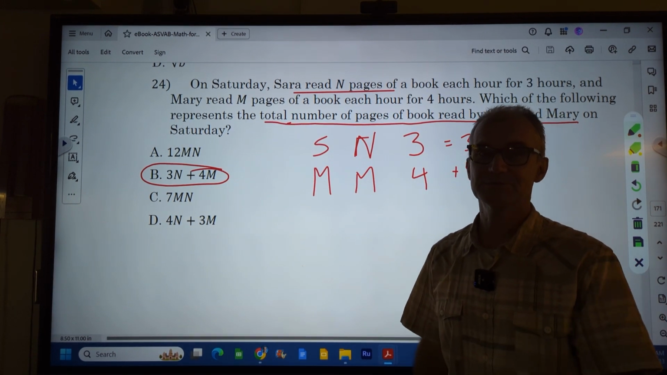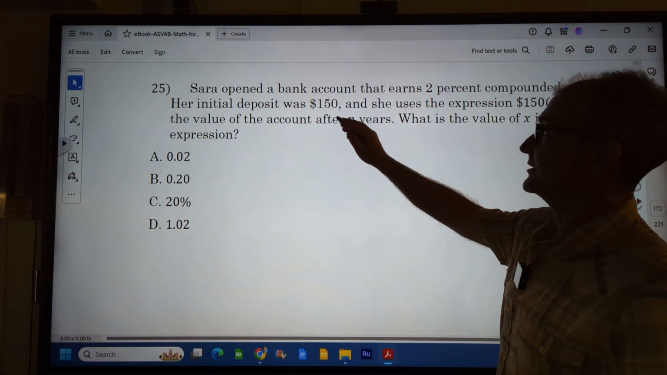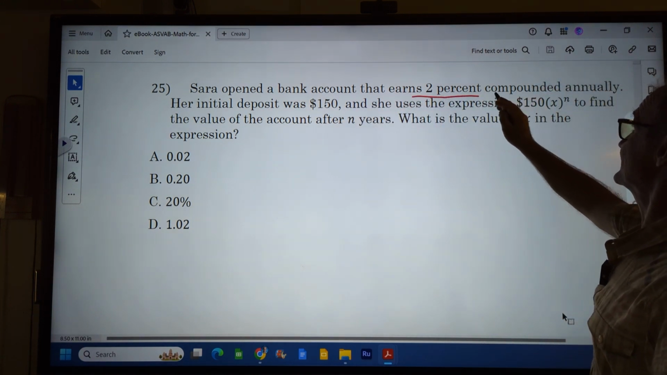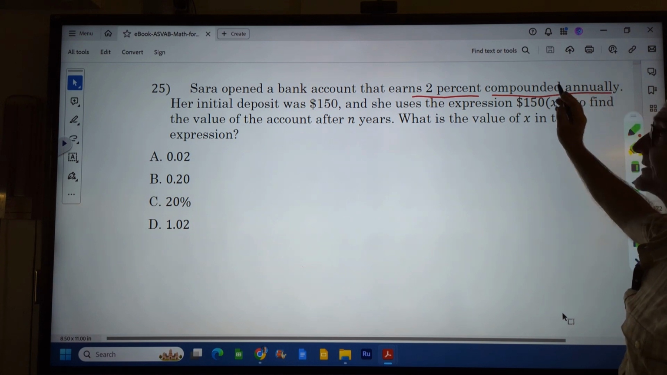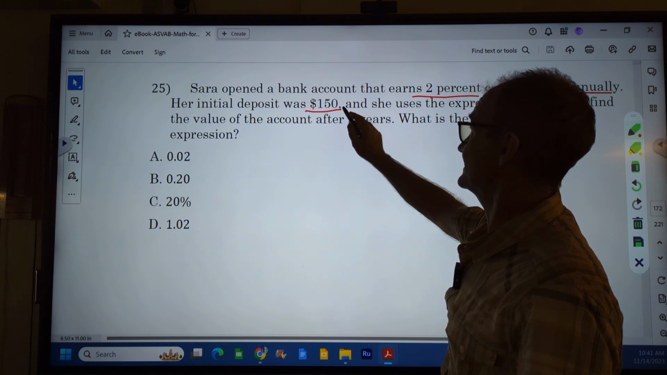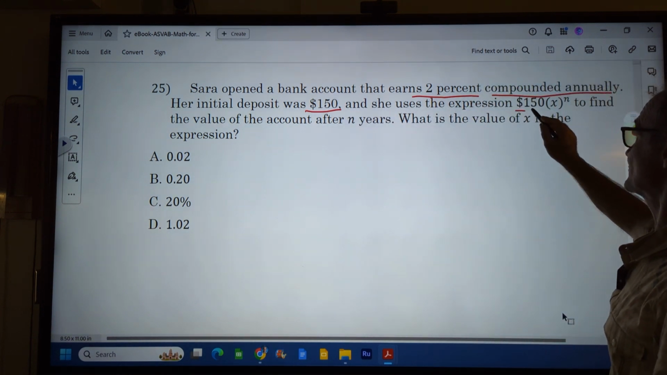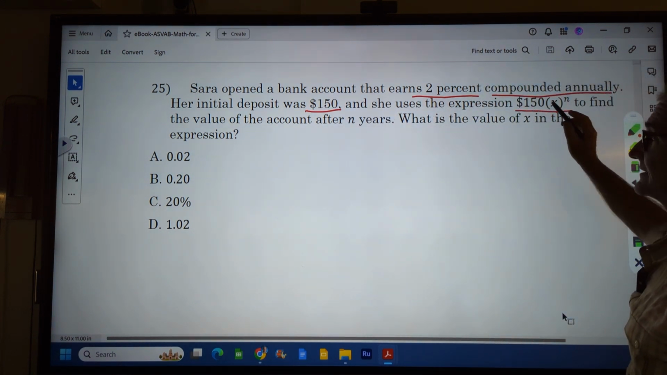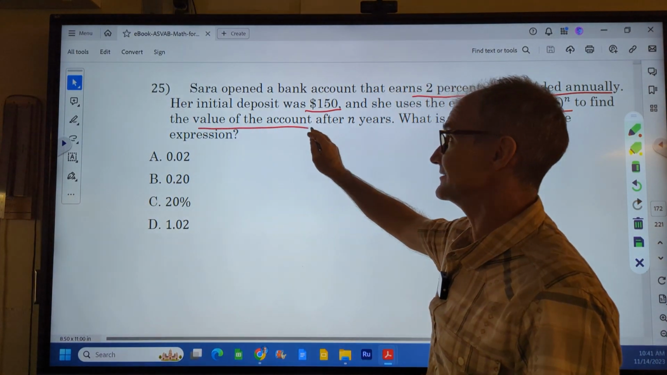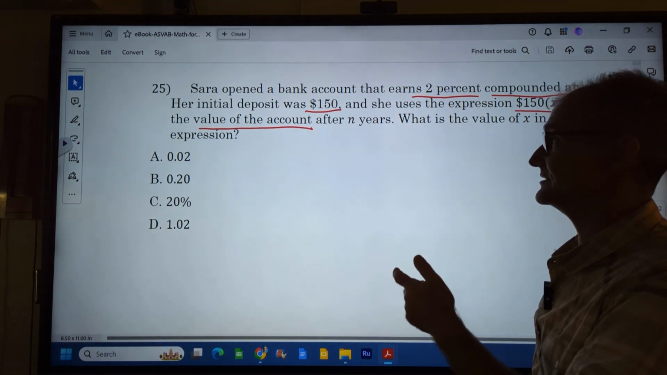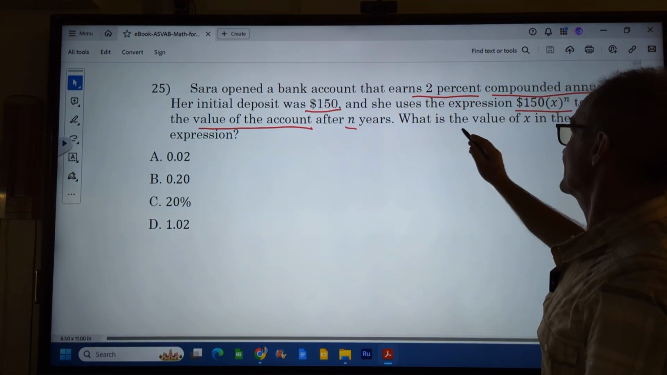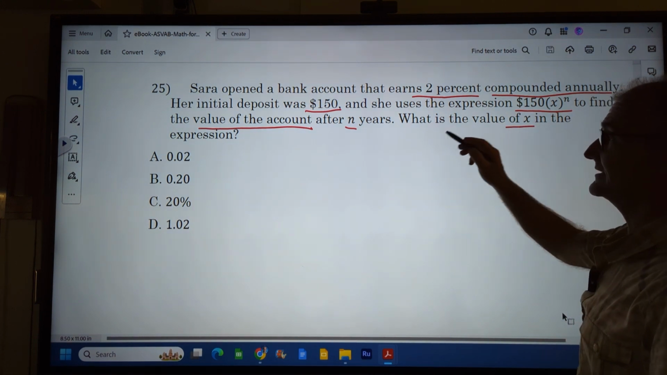Okay, let's wrap it up on number 25. Sarah opened a bank account that earned 2% compounded annually. That's important. So I'm going to earn interest on interest. Her initial deposit was $150, and she uses the expression 150x to the n to find the value of the account. The value of the account, that's also important. We're not looking for the interest. We're looking for the total value of the account after n years. What is the value of x in this expression?